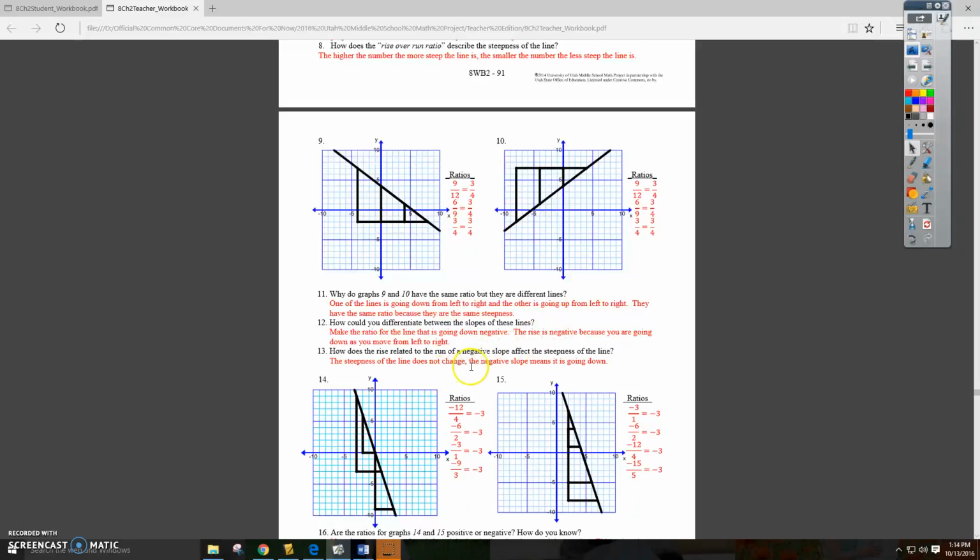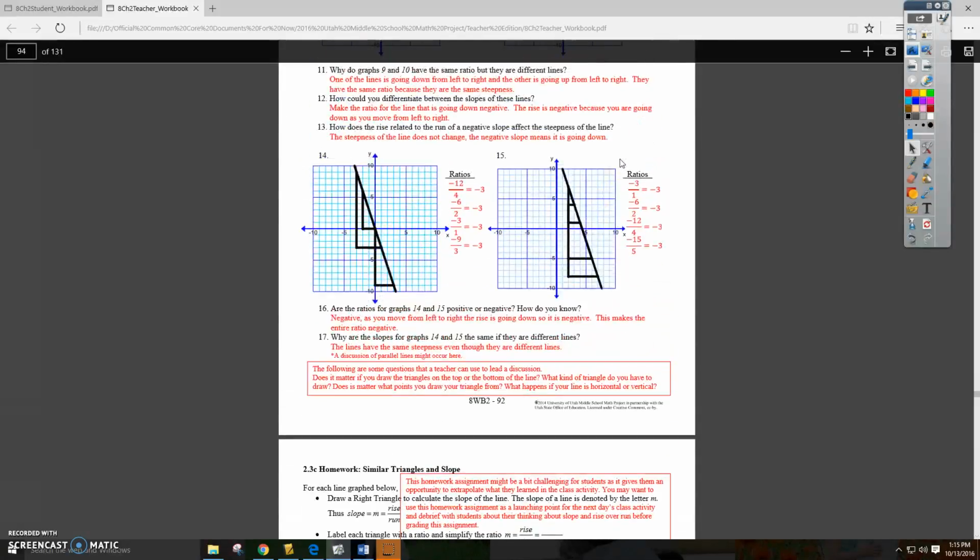How does the rise related to the run of a negative slope affect the steepness of the line? It doesn't change it. The negative slope only tells us the direction the line is going, which means it's falling. But the steepness of the line is the same, and that's why these on the left for number 9 are all 3 out of 4, and the ones on the right are all 3 out of 4. It's all the same slope. The negative just tells us it's falling. The positive tells us it's rising.